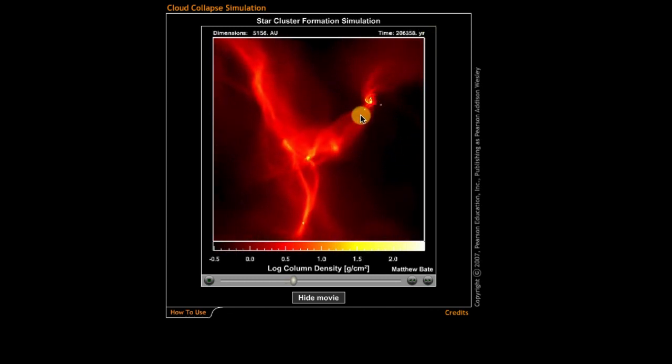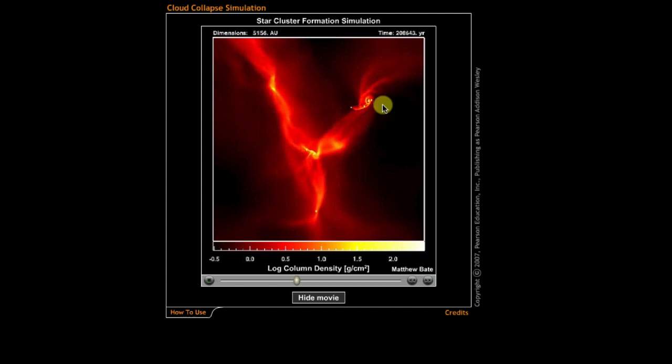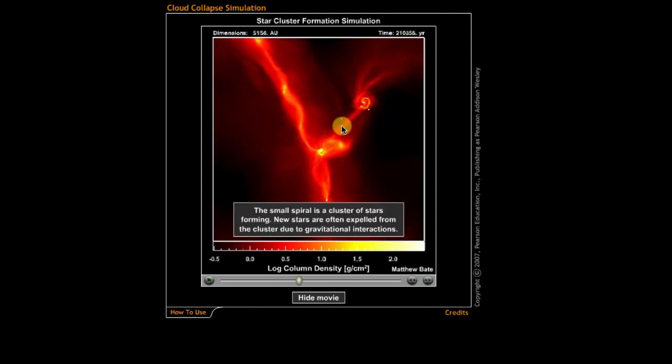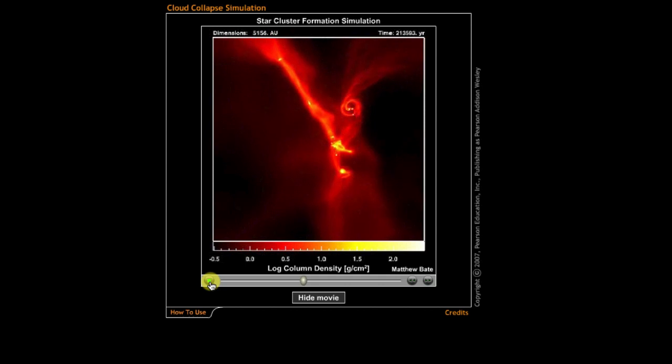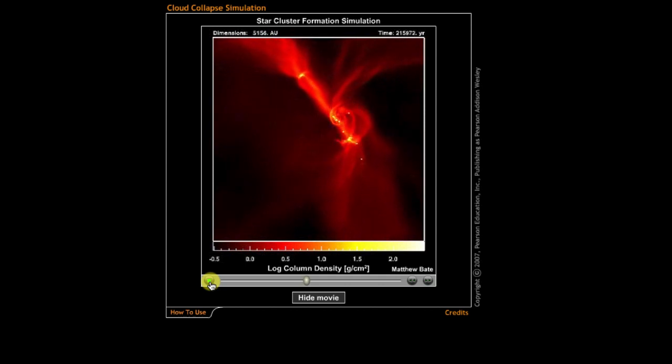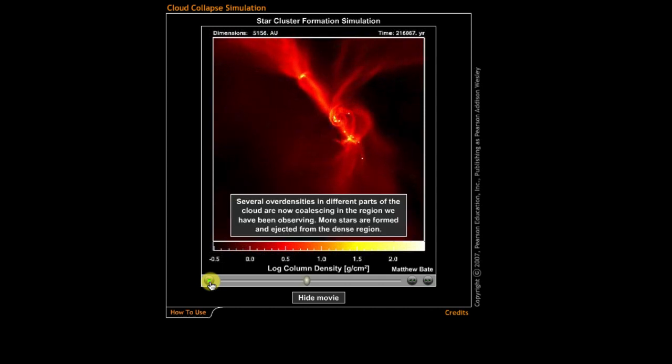There's a lot of swirling. There goes some new stars flying off that are being formed. Very dense regions. So there's new stars being formed in all these really dense yellow regions here. So the small spiral is a cluster of stars forming. New stars are often expelled from the cluster due to gravitational interactions. And so things continue to spiral and interact and pull on each other.